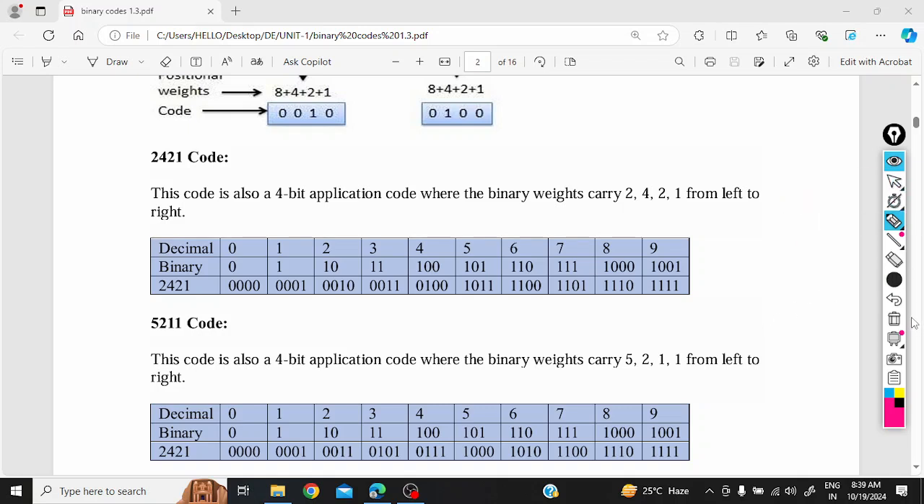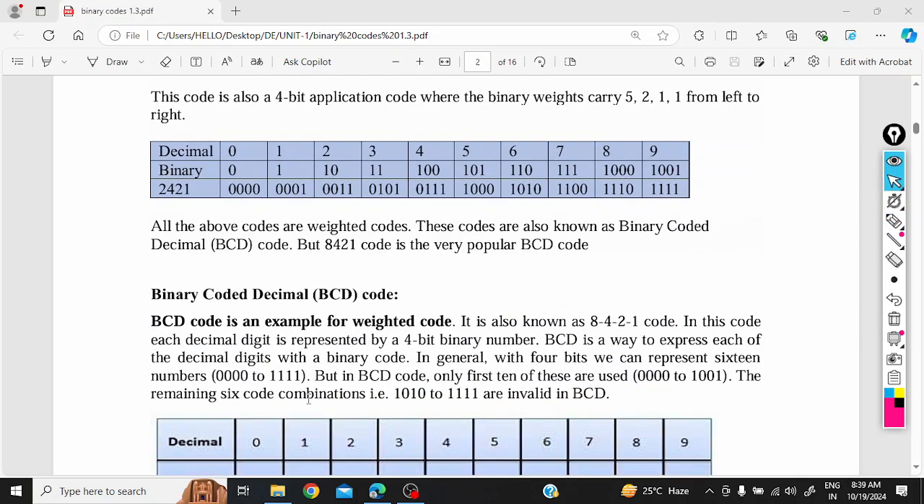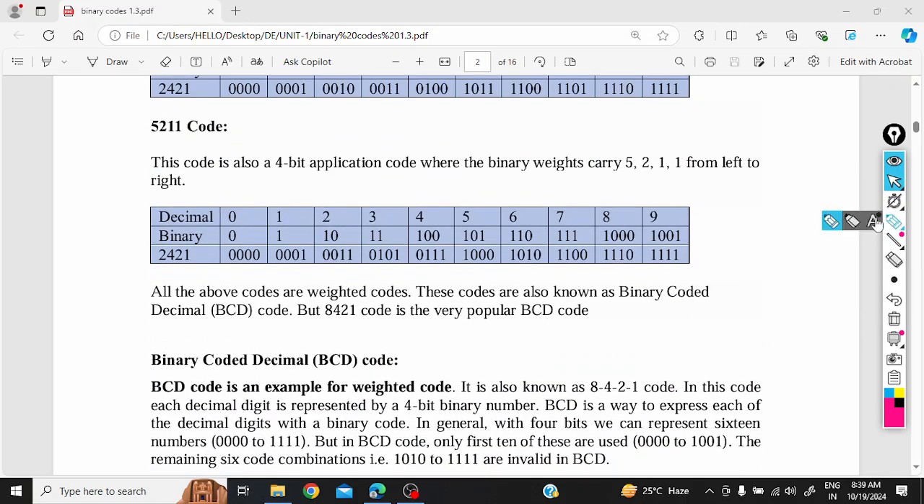Now coming to the 5211 code, you can see clearly that under the 5211 code the representation is similar to that of 2421, that is 0, 0, 0, 0 for 0, then 1, 2, 3, 4, 5 and 6 in their respective bit patterns. So these are the various value representations in the various codes, that is 8421, 2421, 5211.